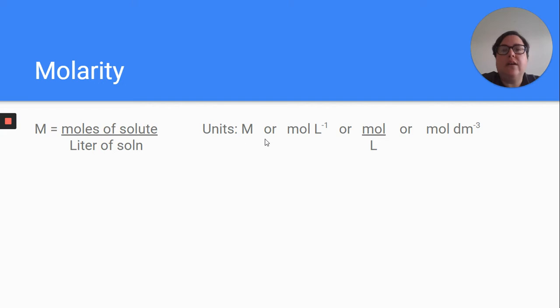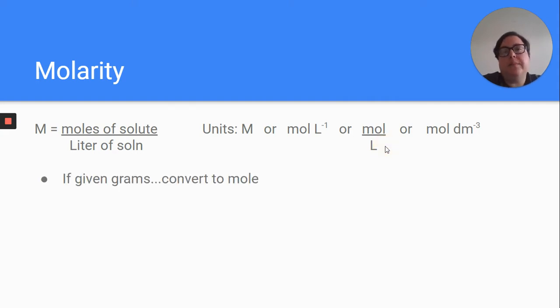The units are this capital M, which represents molarity, or you could write it as moles per liter, or you can write it as a fraction, or you might see it written as moles per decimeters cubed. Decimeters cubed is the same thing as a liter.